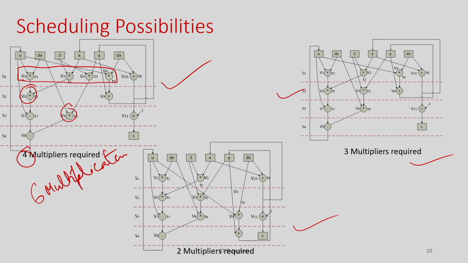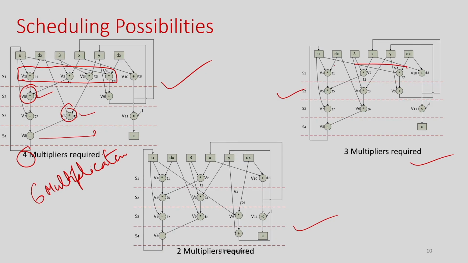And if you look at these 4 multipliers, only 1 will be used here, 1 will be used here, and none of them will be used here. That means in this particular clock 4 multipliers will be utilized, and the rest of the time most of the multipliers will remain idle. So this is one solution. Remember these are all valid solutions, because they do not violate the data dependencies. And now see, this is another solution.